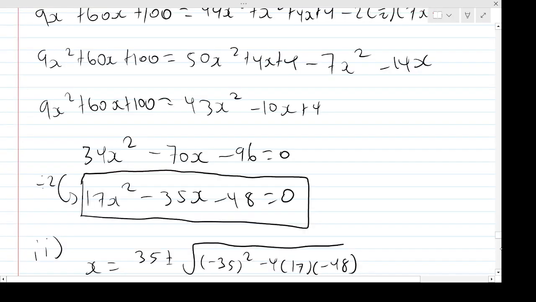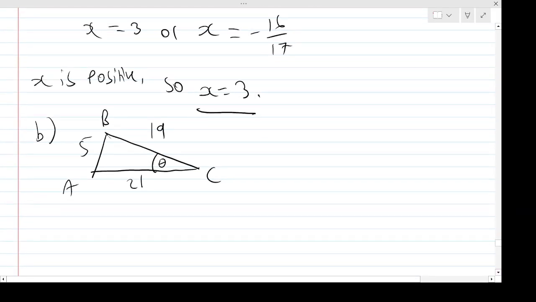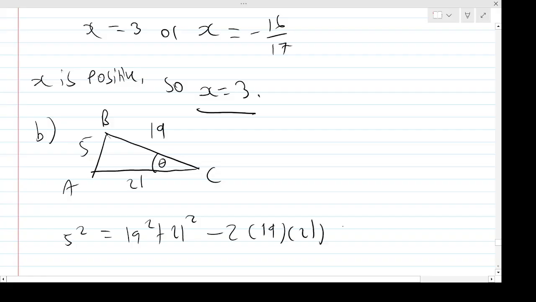Yes. Okay, so now that I've found x, x is 3, I can work out the actual numbers for all 3 sides by subbing x in. So now I've got all 3 sides, and I need to find the angle theta. Well, that's just the cosine rule. Hopefully you can see that. The side facing the angle is 5. So that means 5 squared is going to equal the other sides squared, so 19 squared add 21 squared, take away 2 times 19 times 21 cos theta.